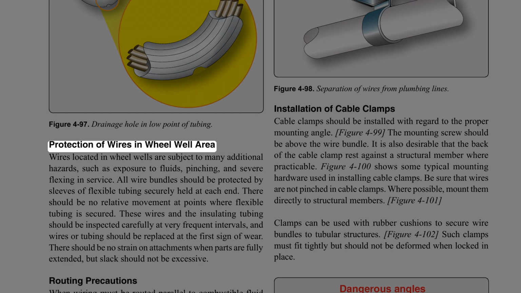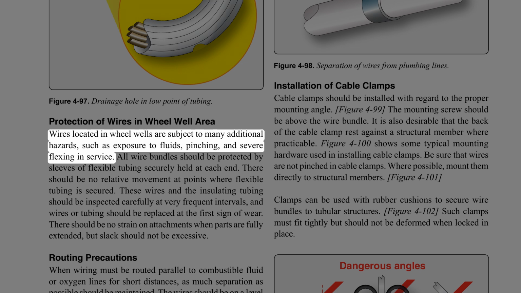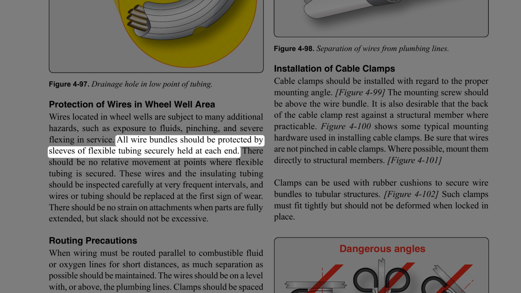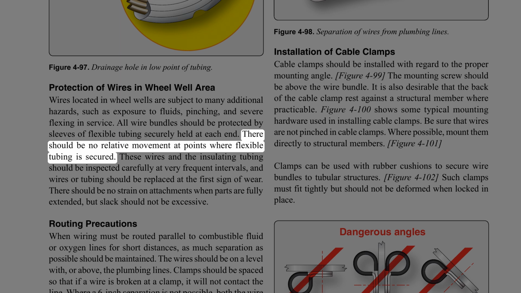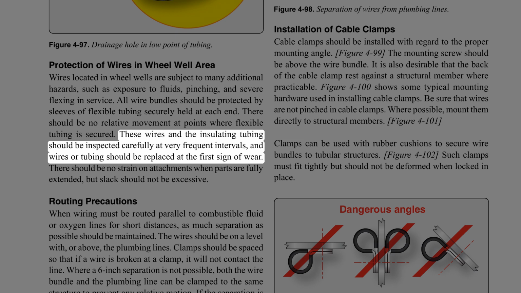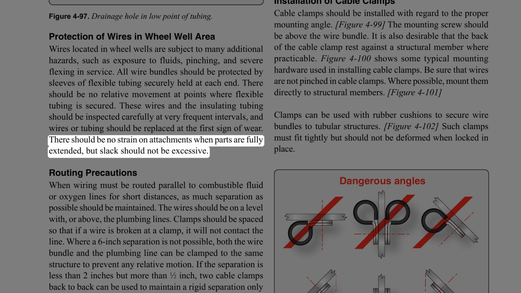Protection of wires in wheel well area. Wires located in wheel wells are subject to many additional hazards, such as exposure to fluids, pinching, and severe flexing in service. All wire bundles should be protected by sleeves of flexible tubing securely held at each end. There should be no relative movement at points where flexible tubing is secured. These wires and the insulating tubing should be inspected carefully at very frequent intervals, and wires or tubing should be replaced at the first sign of wear. There should be no strain on attachments when parts are fully extended, but slack should not be excessive.